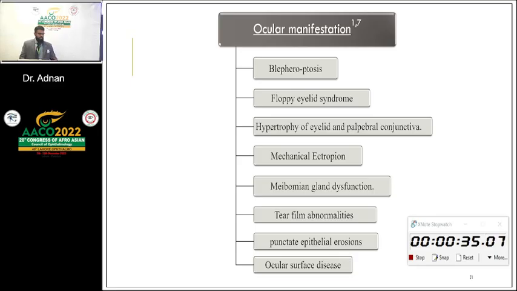Ocular manifestations include blepharochalasis, floppy eyelid syndrome, hypertrophy of the eyelid and the palpebral conjunctiva, mechanical ectropion, Meibomian gland dysfunction, tear film abnormality, punctate epithelial erosion, and ocular surface disease.